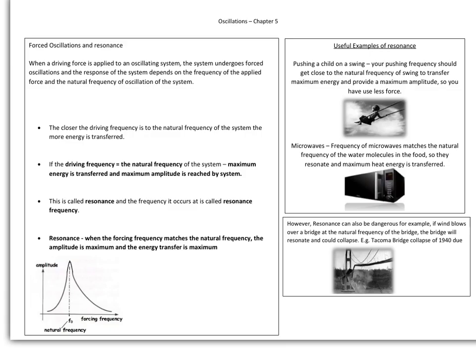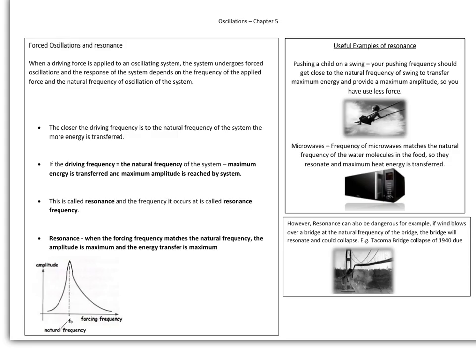Resonance: when the forcing frequency matches the natural frequency, the amplitude is a maximum and the energy transfer is also a maximum. Some examples of resonance: pushing a child on a swing, your pushing frequency should get close to the natural frequency of the swing to transfer maximum energy and provide a maximum amplitude, so overall you have to use less force.